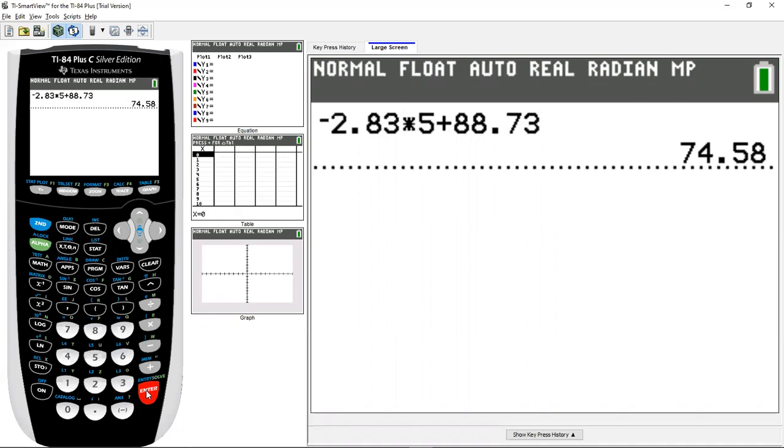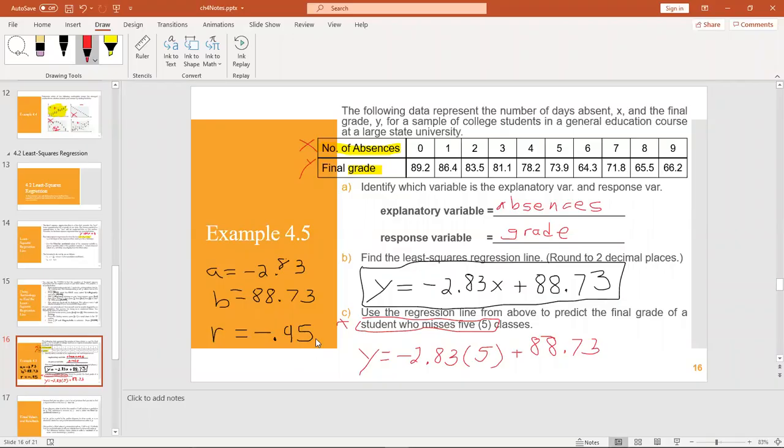Anyway, so what is that? 74.58. There you go. 74.58 is what this is. Incidentally, we can compare this to the actual value that we had from the data. This is 73.9. This is 74.6-ish. So that's in the right ballpark. I mean, they're not exactly the same, but you know, this is about 74. This is about 74 and a half or so. So that's reasonably close.